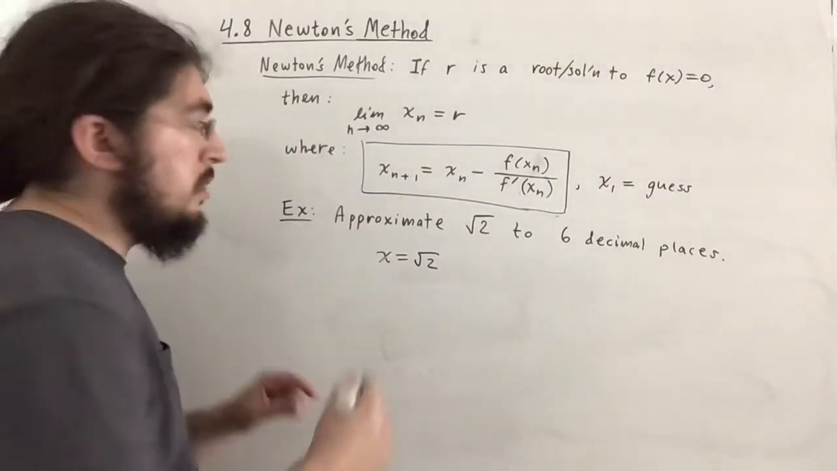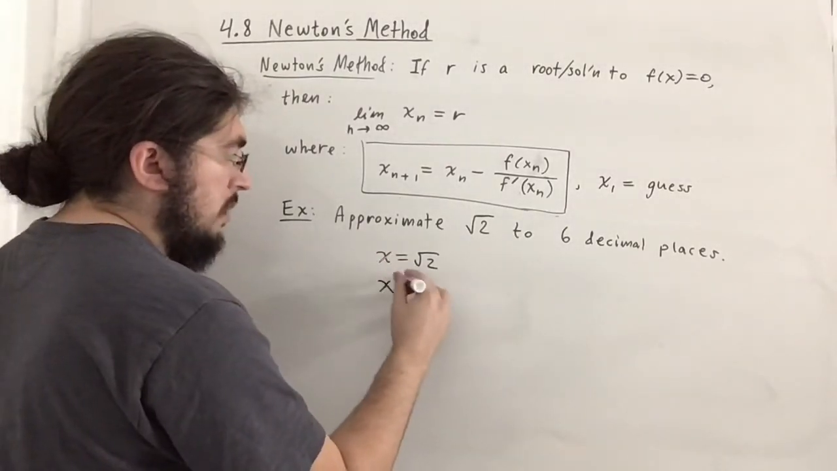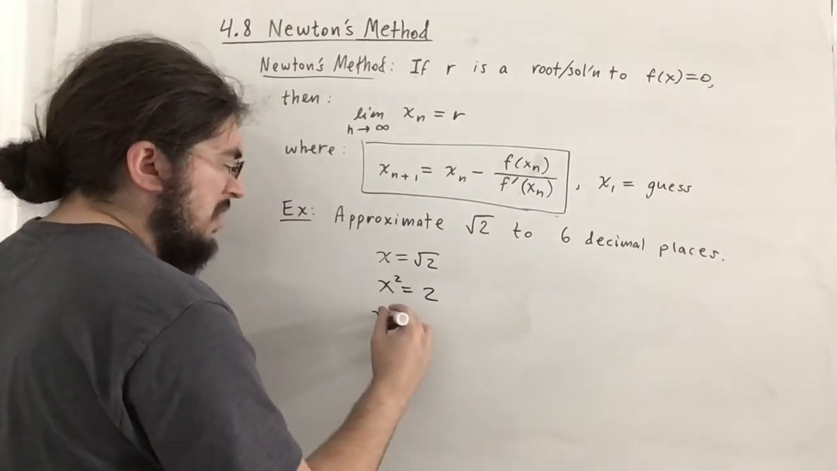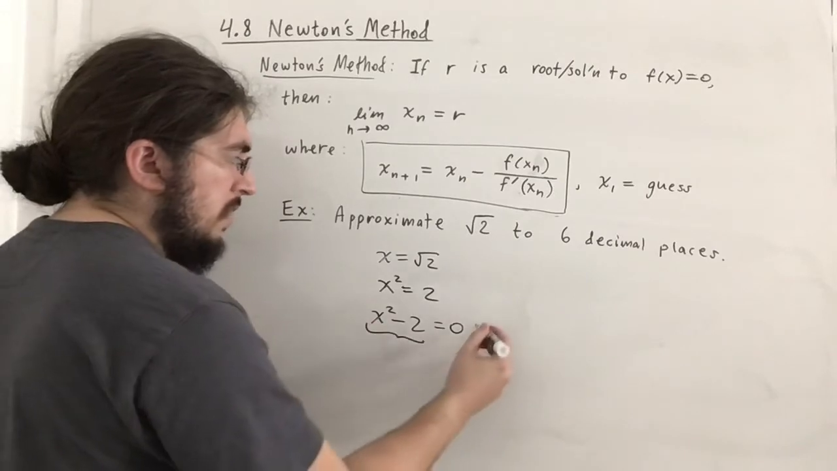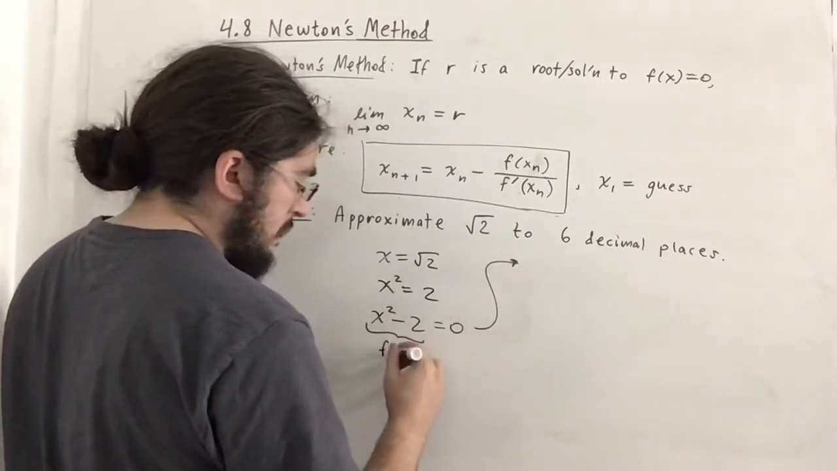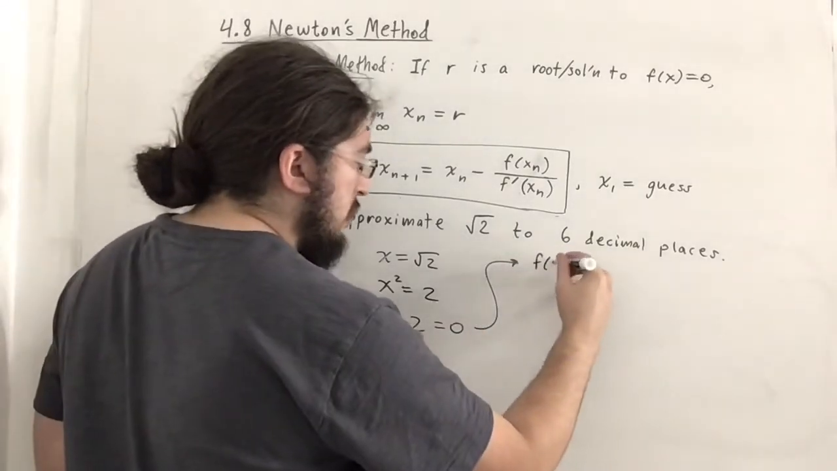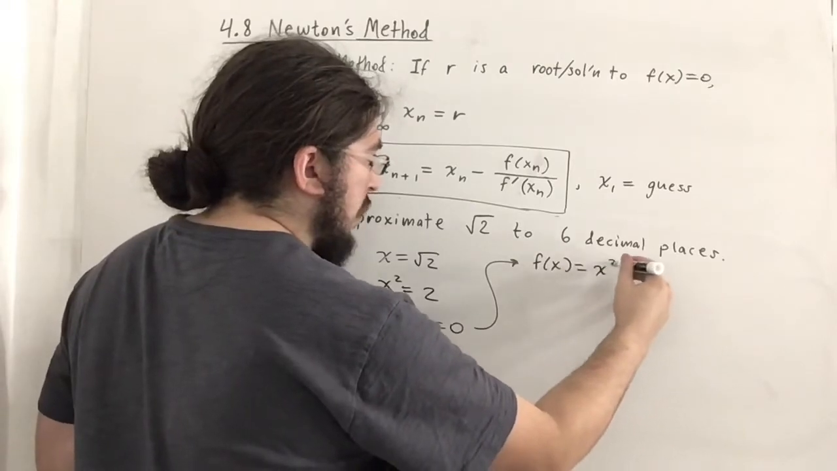So instead what I'm going to do is square both sides to get x squared is equal to 2, and then I'm going to subtract 2 to get this, and this is going to be our function. So I'm just going to write f of x is equal to x squared minus 2.